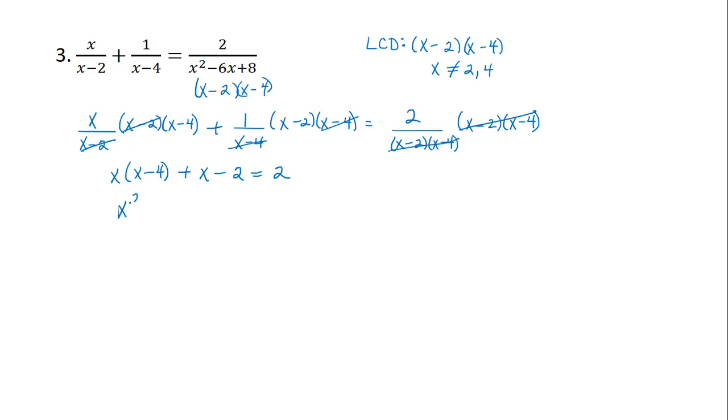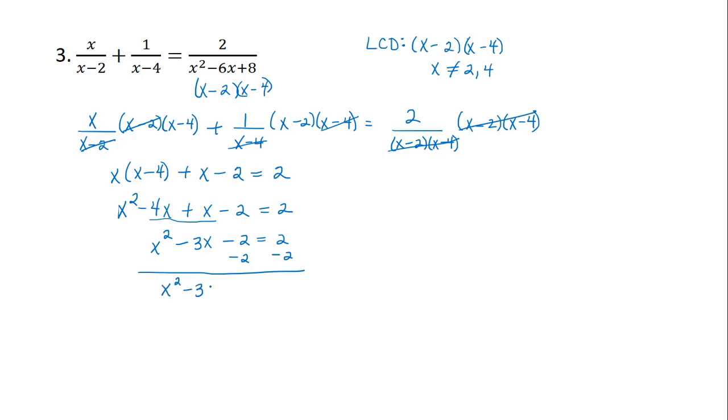Distributing, we have x squared minus 4x plus x minus 2 is equal to 2. Combining like terms, we get x squared, then minus 4x plus x is minus 3x, minus 2 equals 2. Again, noticing that this is a quadratic equation, we must set one side equal to 0 by subtracting 2 from each side. Therefore, we get x squared minus 3x minus 4 is equal to 0. And then we want to factor.